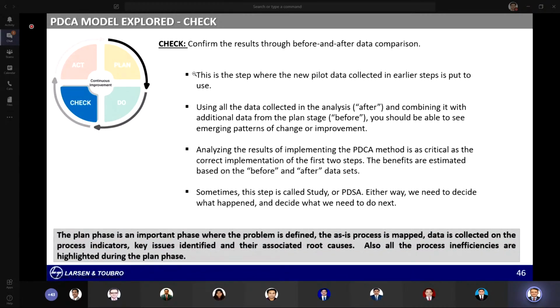So in the check phase, there's a typo here. The check phase is an important phase. It will tell us, in terms of data comparison, how the different data sets compare between the before and after phases.